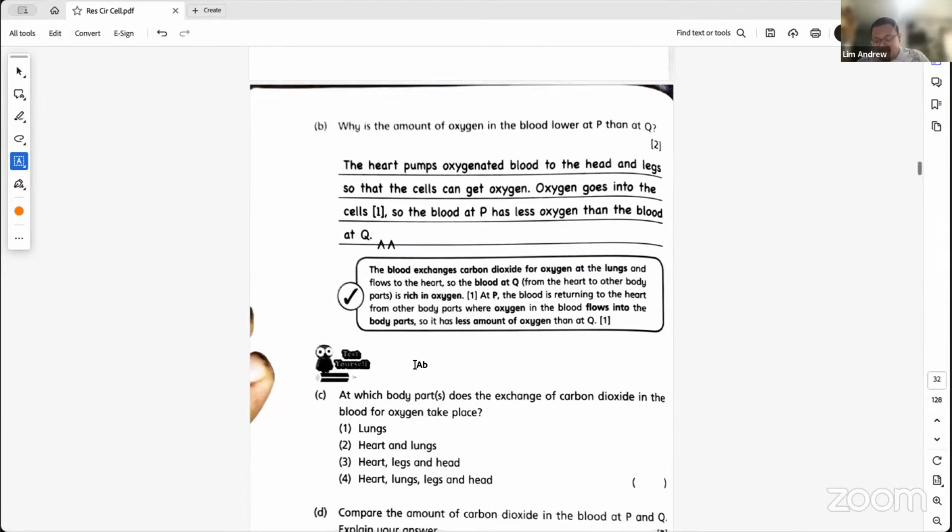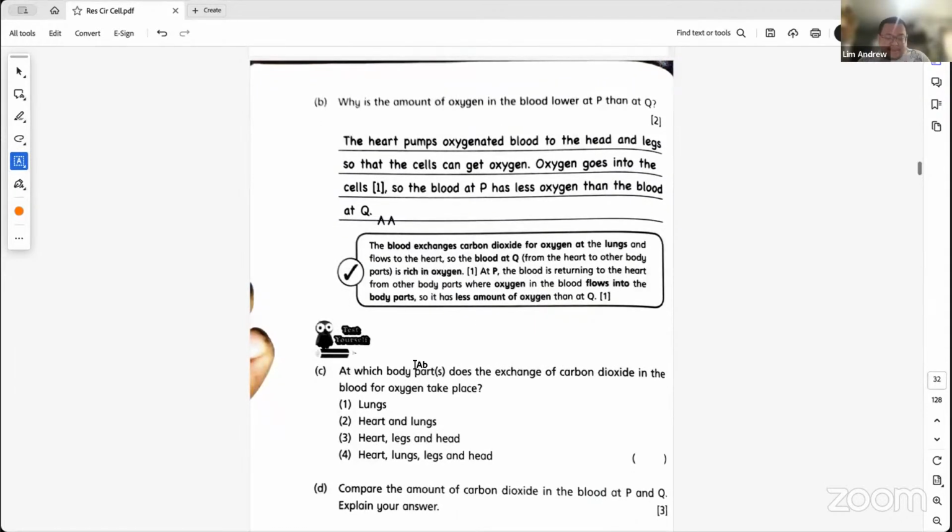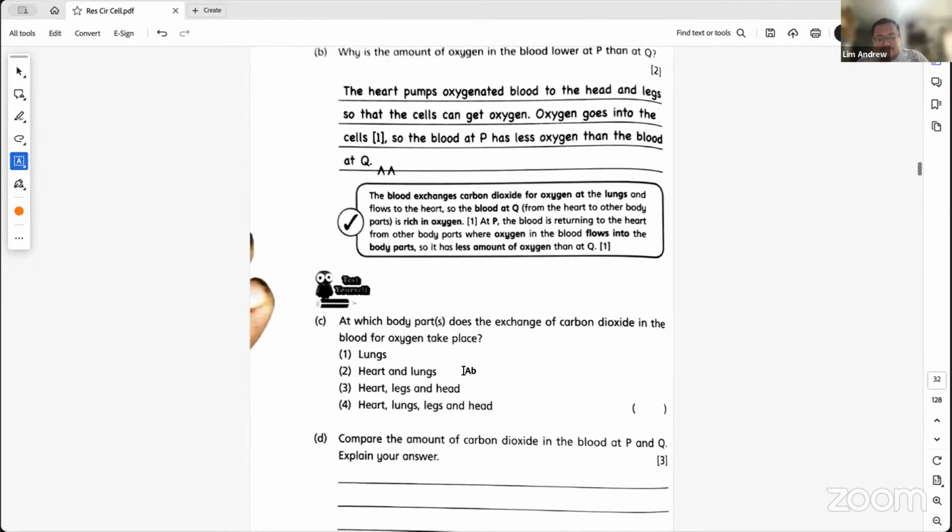All right, let me say it again. For science, it's about keywords. Even if you get the understanding wrong, if they see the words "flows into the body part" and "less" or "more oxygen," you still get the 1 mark. All right, next up.